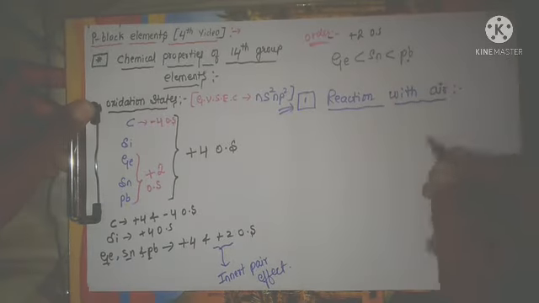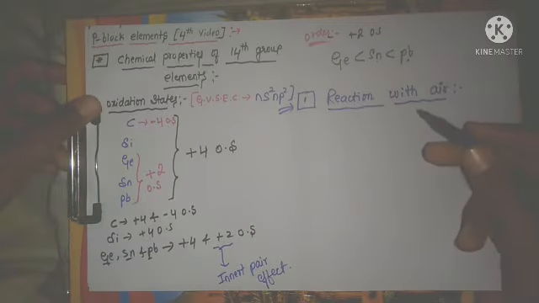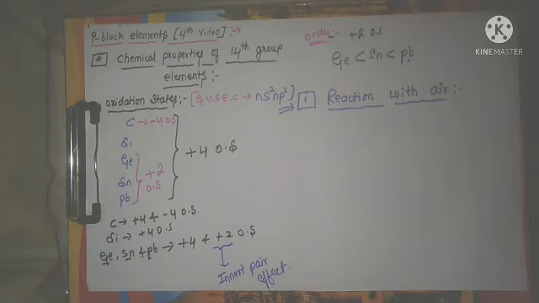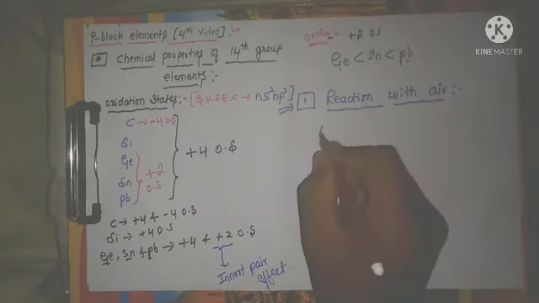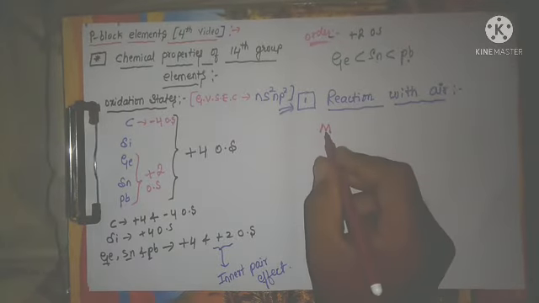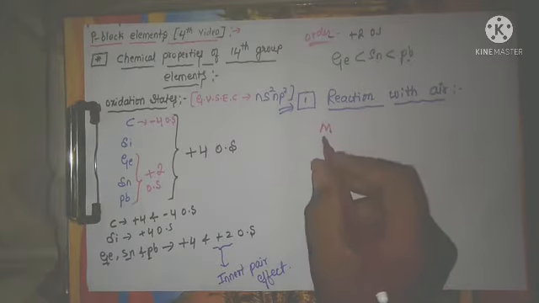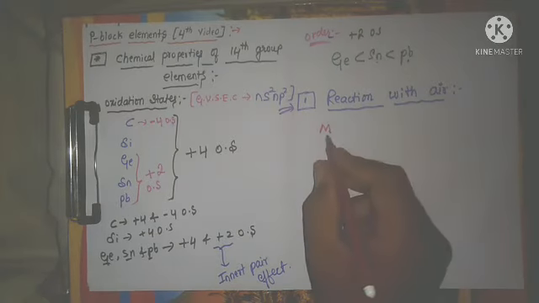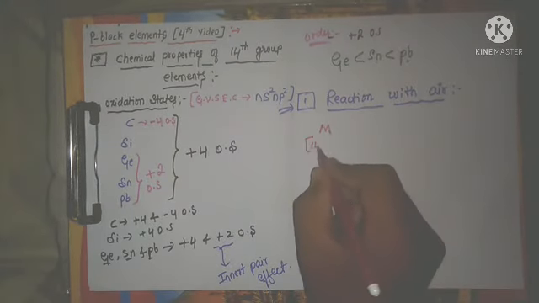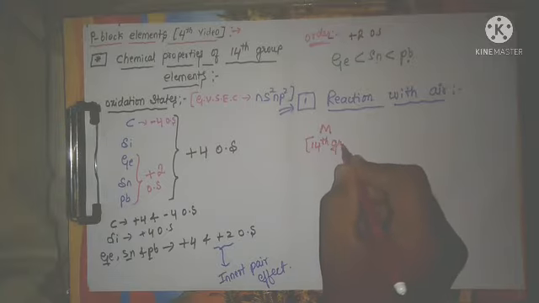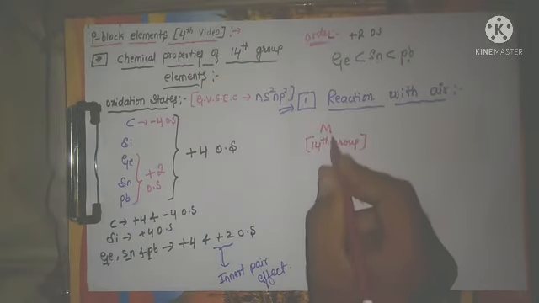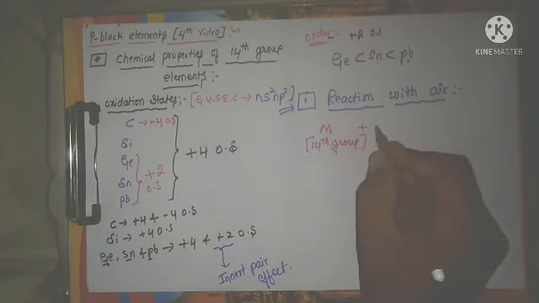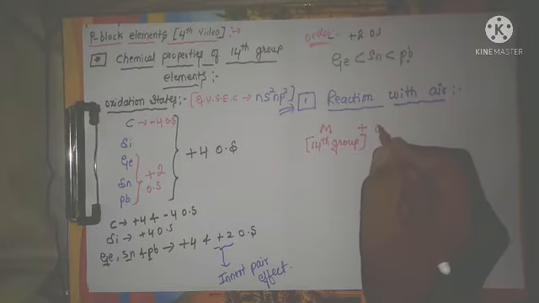Here we are discussing how the 14th group elements react with the air. Now just check here, I am writing the reaction. M means metal, or a 14th group element. Don't think that it is always a metal, sometimes a non-metal is also there. Here M means a 14th group element, when it is reacted with the air, that is O2.